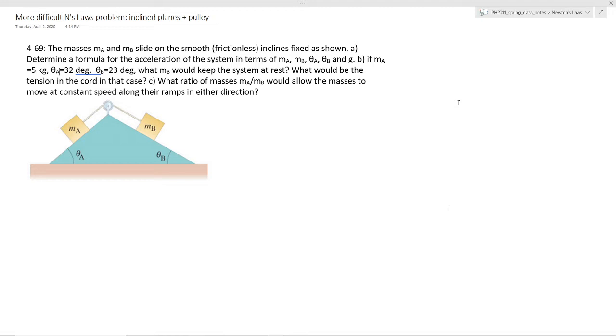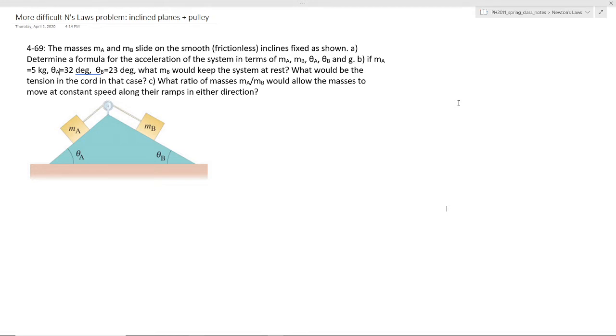Let me read the question for you. The masses MA and MB slide on the smooth, frictionless inclines fixed as shown. A, determine a formula for the acceleration of the system in terms of MA, MB, theta A, theta B, and G. Then they give us some numbers for those quantities and ask what MB would keep the system at rest. They also ask us to solve for the tension of the cord. And then, what ratio of masses would allow the masses to move at a constant speed along their ramps in either direction.